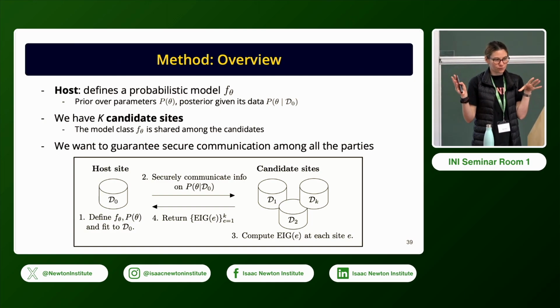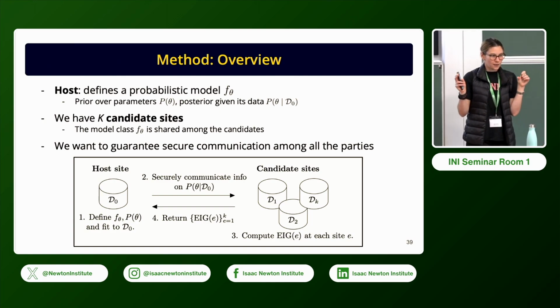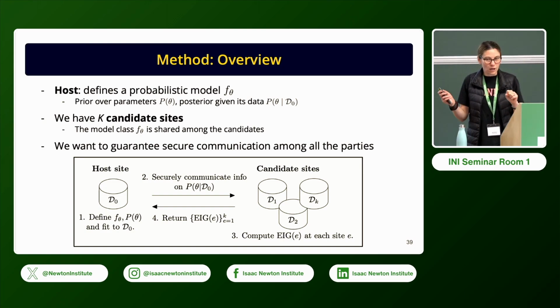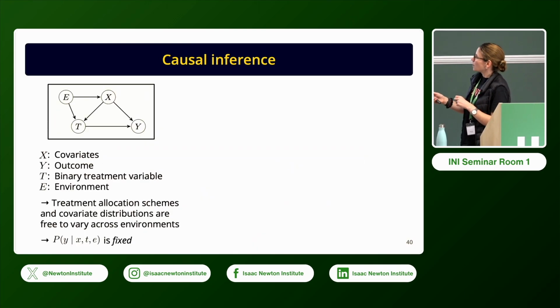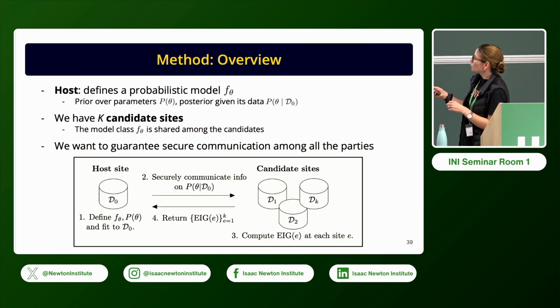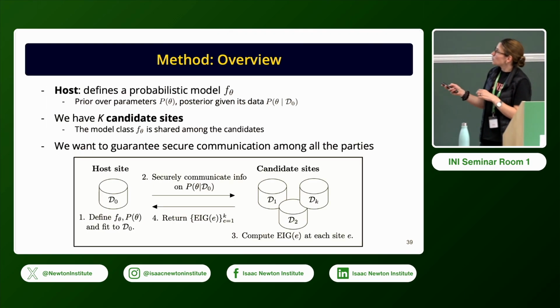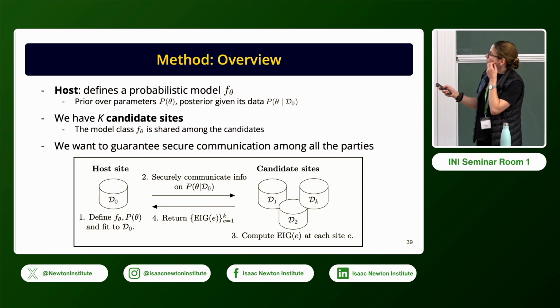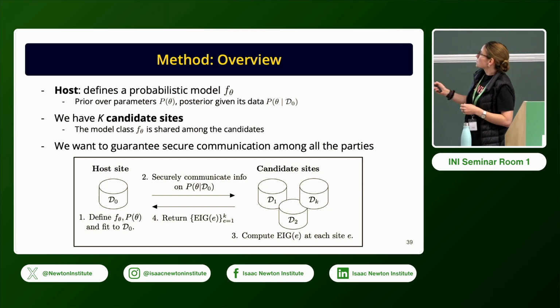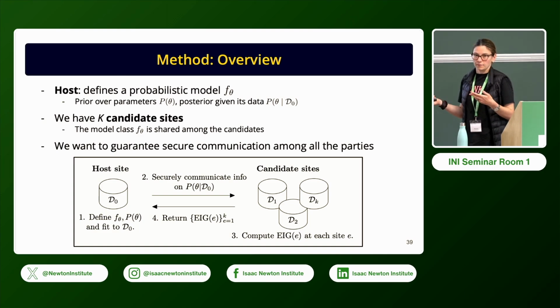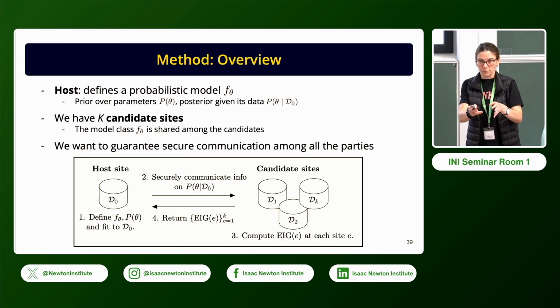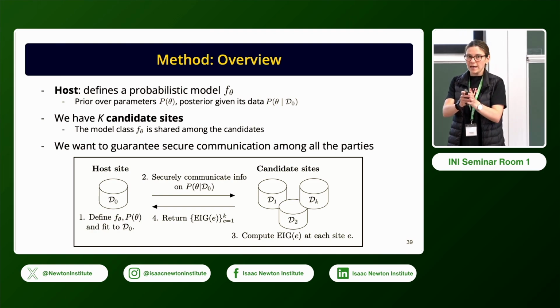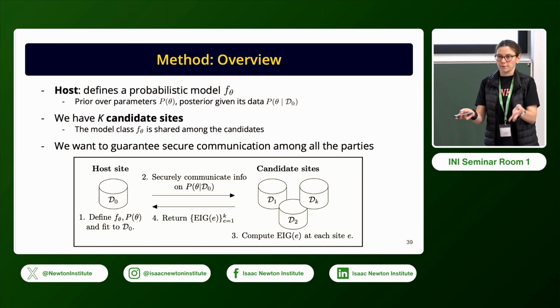Okay, and this is the overview of the method. So we're going to have what we call a host site. Oops, sorry. The host will define a probabilistic model with some prior over its parameters, and it will compute a posterior with the data that it has, right? So this is the pharma company that has already run a clinical trial once, and it has a posterior, okay?